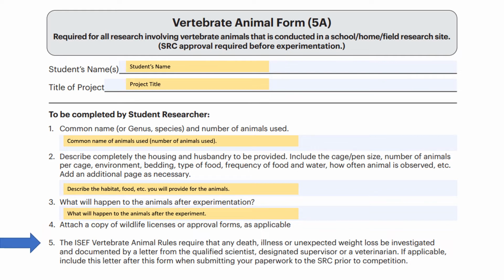If any animals have unexpected weight loss, illness, or death caused by or during your experimentation, it must be investigated and the results documented by a letter from a qualified scientist, designated supervisor, or veterinarian. This letter should be submitted to the Scientific Review Committee prior to the competition.